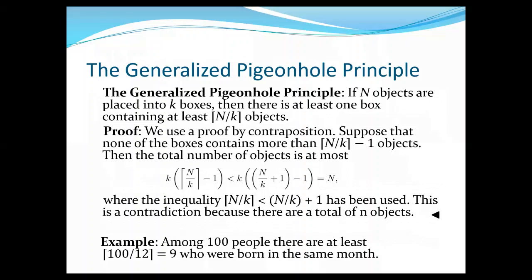For example, among 100 people, there are at least how many born in the same month? 100 is your n, and your k, your container, is 12 months. So the ceiling of 100 divided by 12 is equal to 9. It means we have at least 9 persons born in the same month.